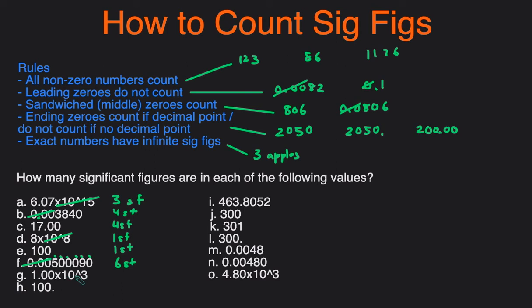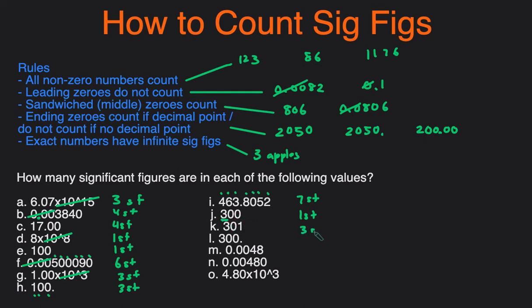Next one, this again has scientific notation. Let's get rid of that. And then these ending zeros count because there's a decimal point, so that'll be 3 sig figs. Okay, next one, 100. This is also just going to be 3 sig figs because we have a decimal point, so the zeros count, so 1, 2, 3. This next one, we will have 1, 2, 3, 4, 5, 6, 7 sig figs. This one will just have 1 sig fig because there's no decimal point here, so these ending zeros do not count.